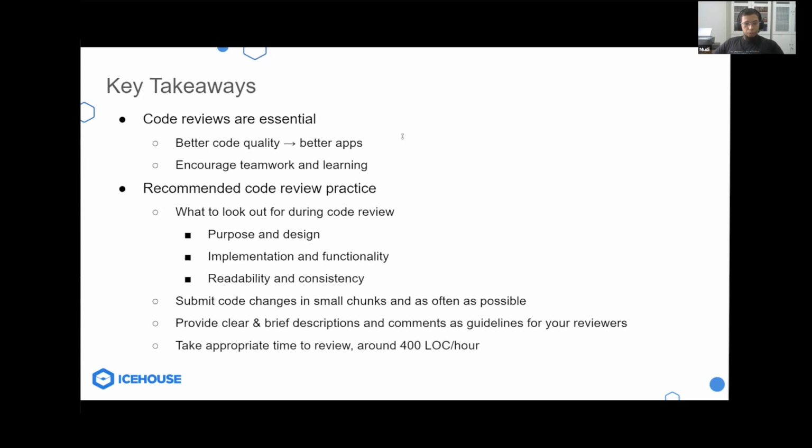Always take appropriate time to review. As a baseline, around 400 lines of code per hour. And lastly, and importantly, always be constructive. Highlight good practice as well, because we want to build a positive code review culture within the team.